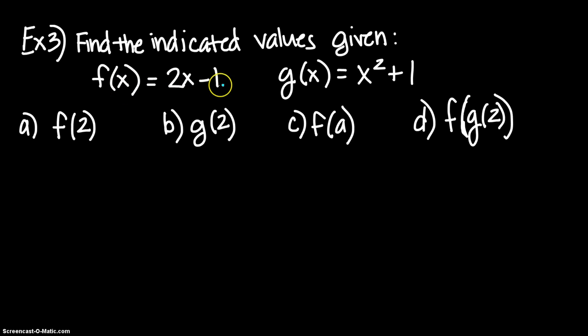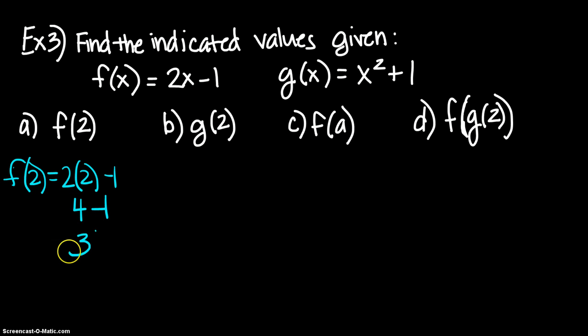So f of x equals 2x minus 1. We're going to take this f, we're going to find f of 2. Oh, well, I didn't have to write that. 2 times 2 minus 1. I'm going to work down for this one. 4 minus 1, so this answer is 3. So my answer for A is 3.